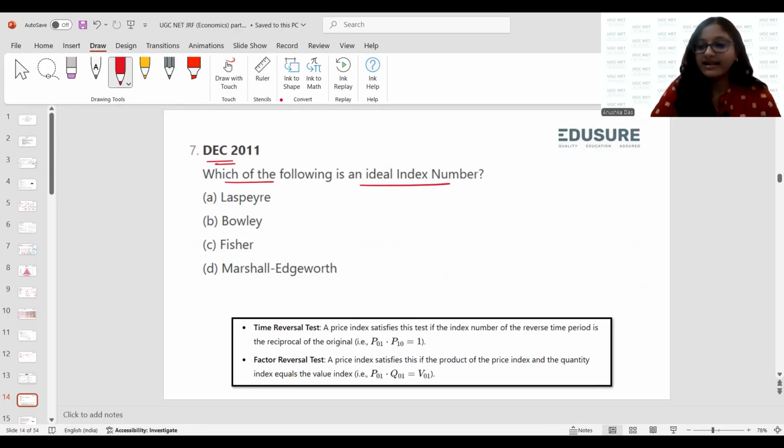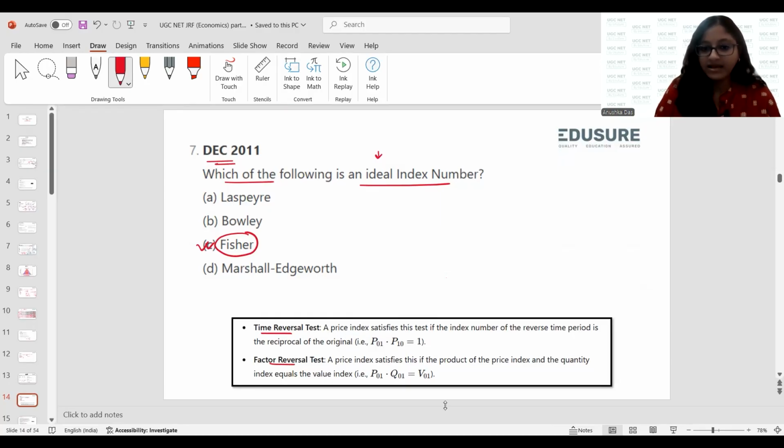So, the idealness of the index number depends on whether it satisfies the time reversal test and the factor reversal test. There are these two tests which check the idealness of the index number, and only Fisher's index number satisfies both the time reversal and the factor reversal test. That is why it is known as the ideal index number. So what is time reversal and what is factor reversal?